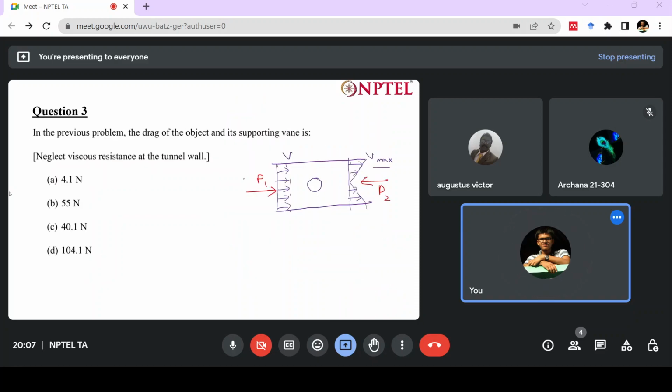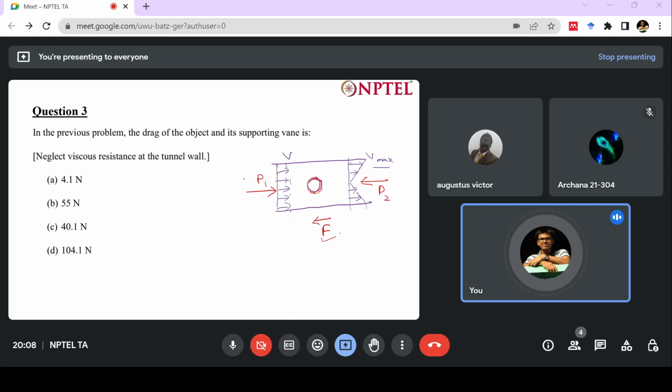So these two forces are there. And another force is the one that is exerted on this ball. Since the water is hitting this, there will be a drag force experienced on this ball, and this ball will exert a force in the opposite direction. And this is the force that we need to find out.